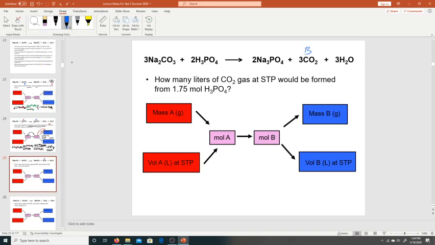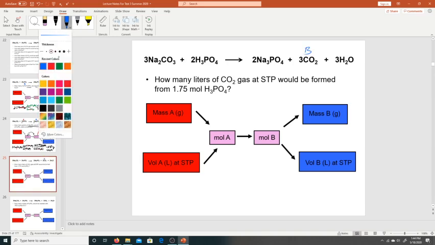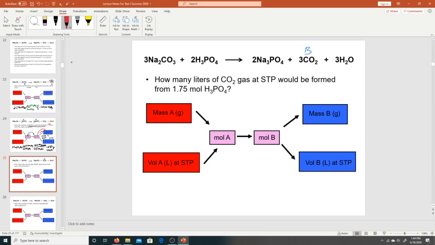From 1.75 moles of phosphoric acid. That's your A. That's got the numbers. The numbers have the A's. Question mark is always the B.